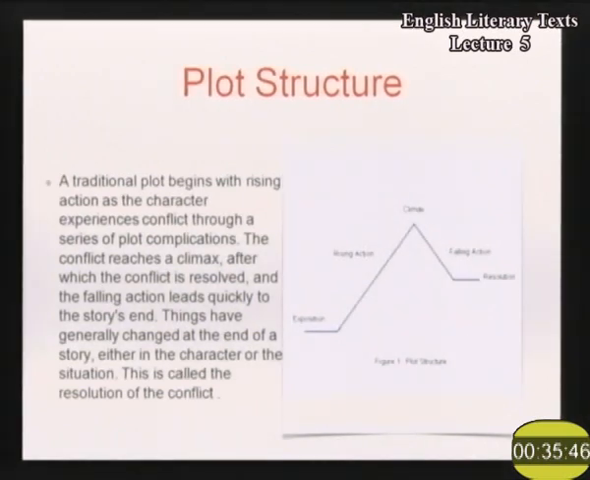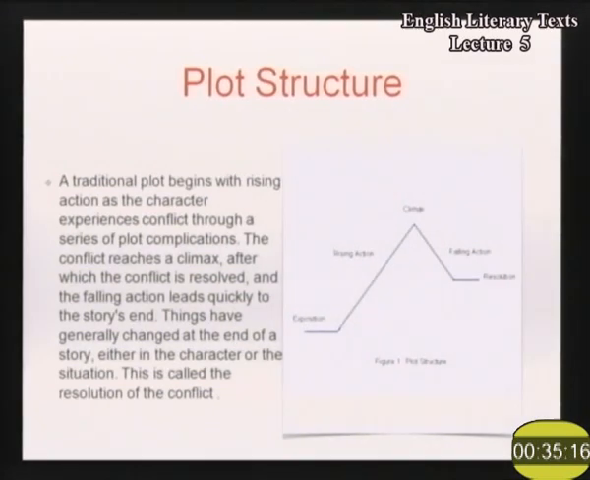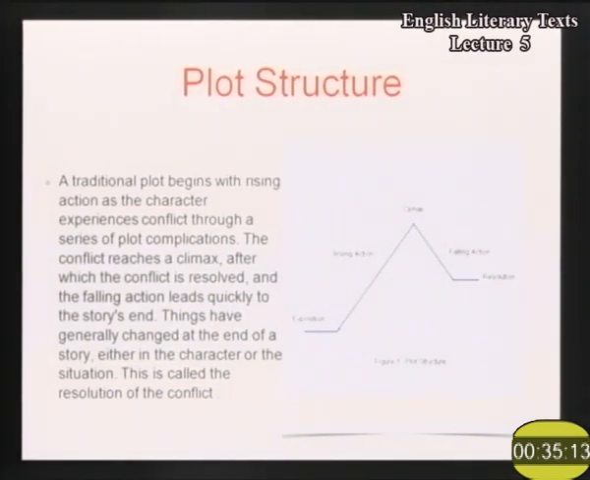A traditional plot begins with rising action as the character experiences conflict through a series of plot complications. The conflict reaches a climax, after which the conflict is resolved and the falling action leads quickly to the story's end. Things have generally changed at the end of a story, either in the character or the situation, and this is called the resolution of the conflict. As you can see in this graph, most stories, novels or short stories, or even dramas, usually have this shape for their plot.